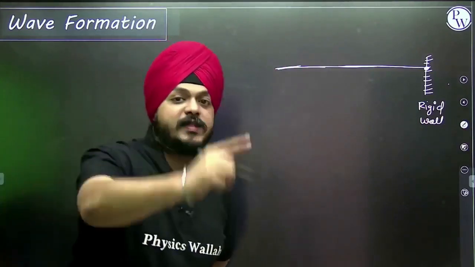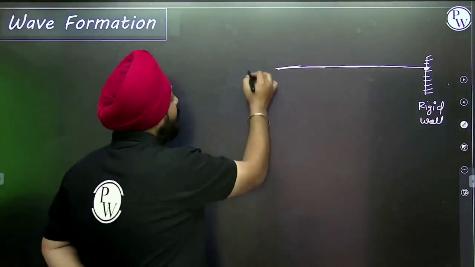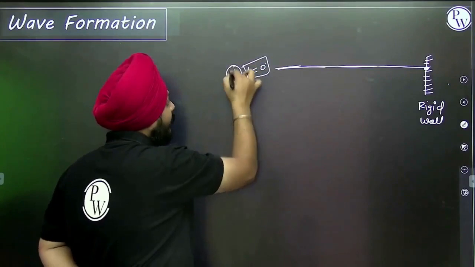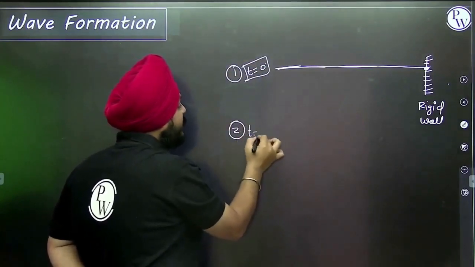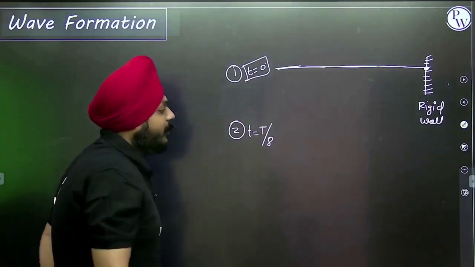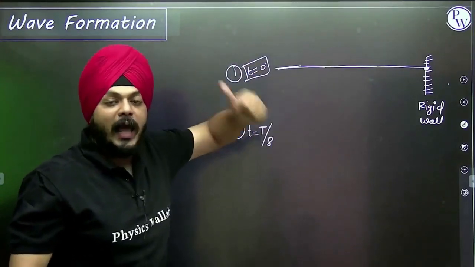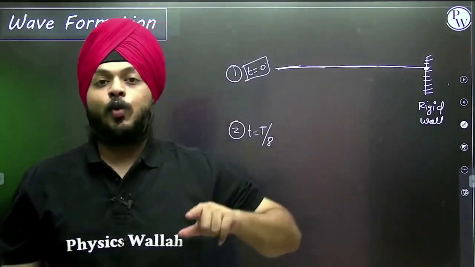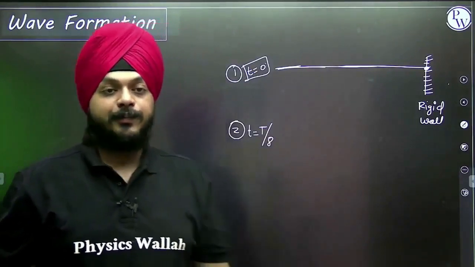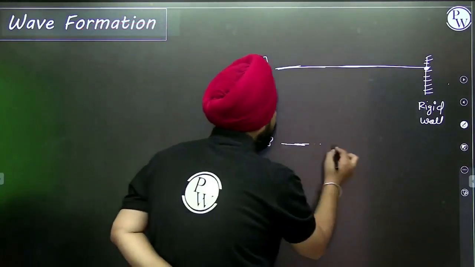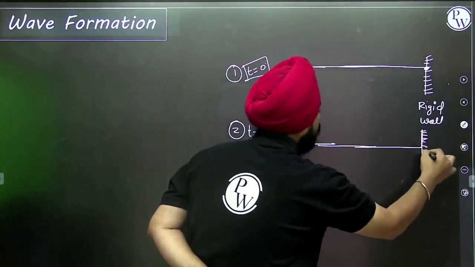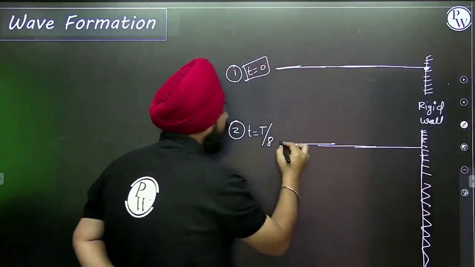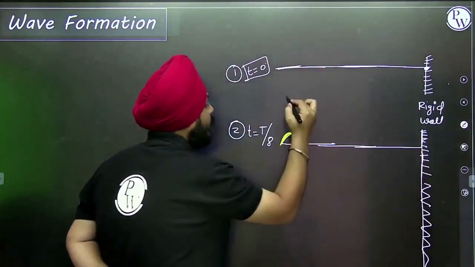Right, how is a wave formed? Suppose this is the situation equivalent to zero, the first part. Now I'm taking the second one. Suppose at t equal to T by 8, where capital T is the total time for the whole wave formation. That is the 1/8 part of the total time taken for wave formation. Can I say one part of the wave is formed at T by 8 seconds?